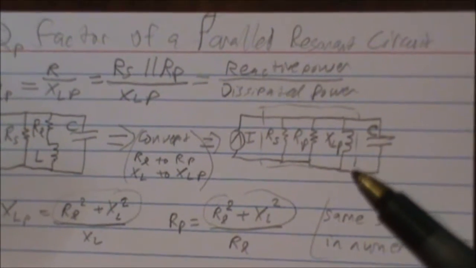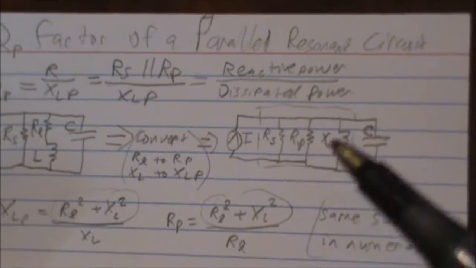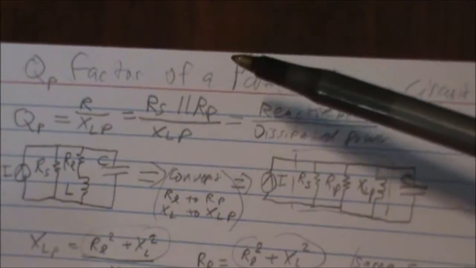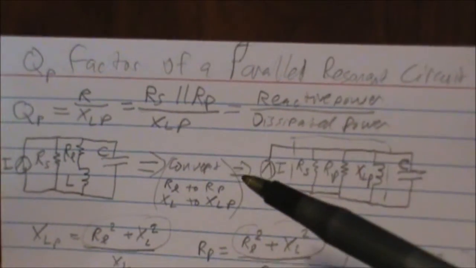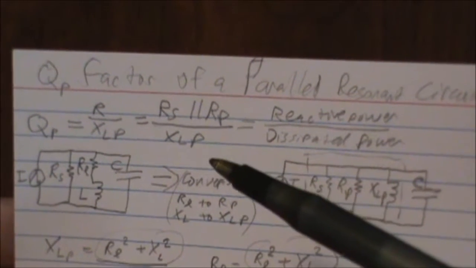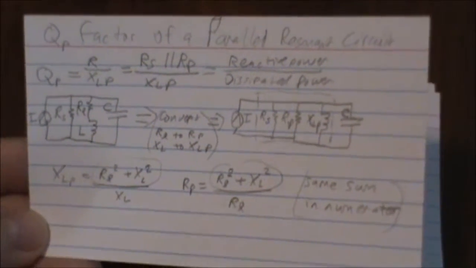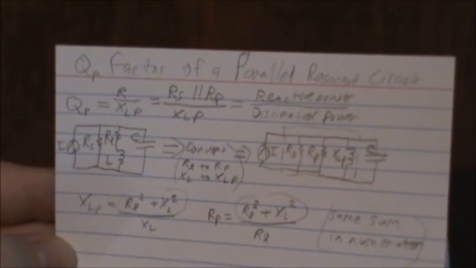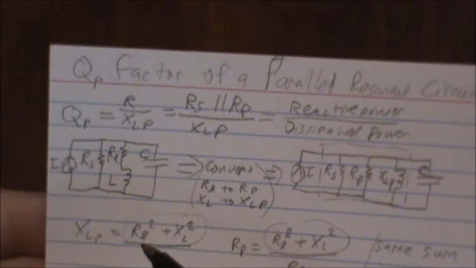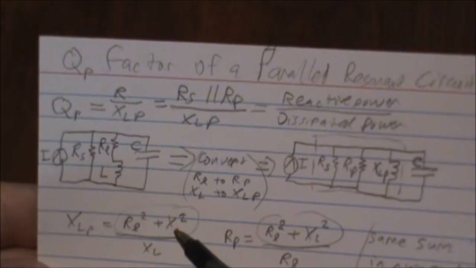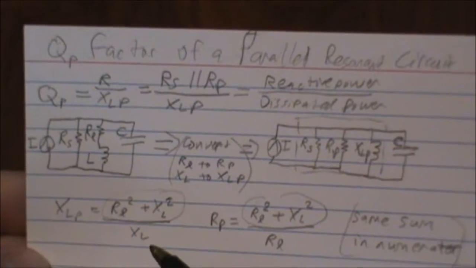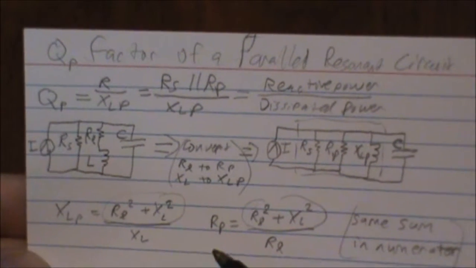Those two would cancel out. Our total impedance is just the RS in parallel with R sub P, which here's RS in parallel with R sub P divided by XLP, and that is the Q factor of the parallel resonant circuit. More involved than series. The math, as you see, there's a bit more to it, but all we're doing is just squaring and adding the result of the squares, and then just dividing it by X sub L.